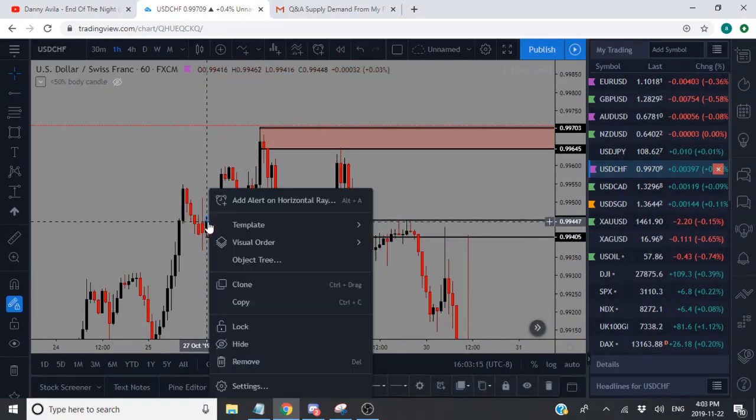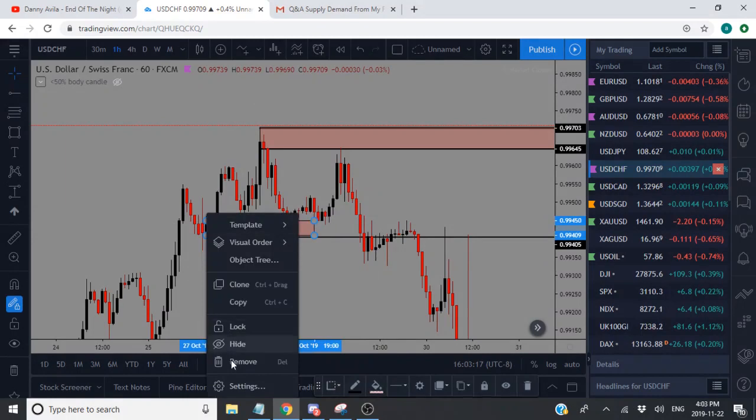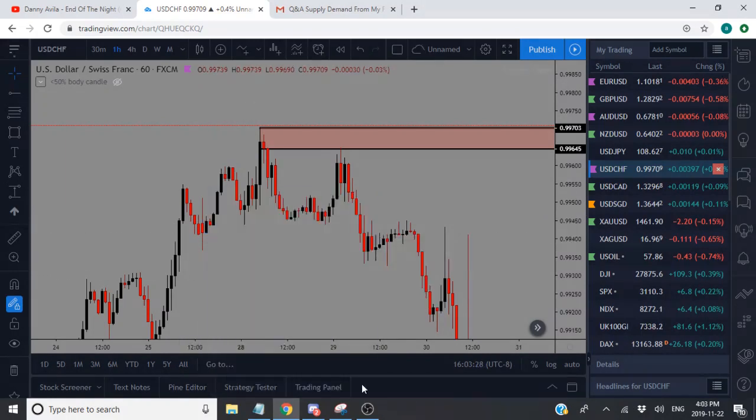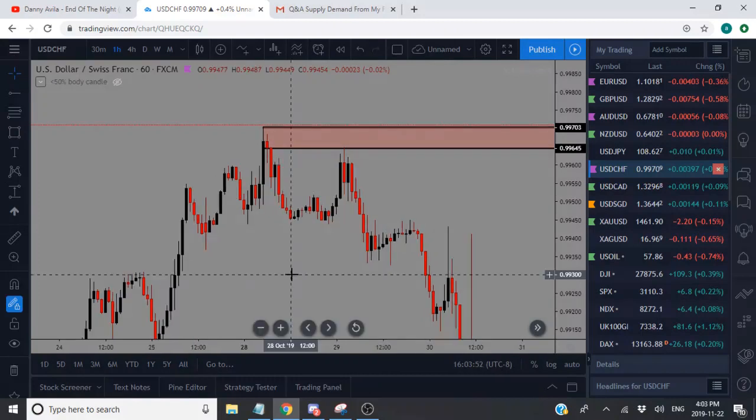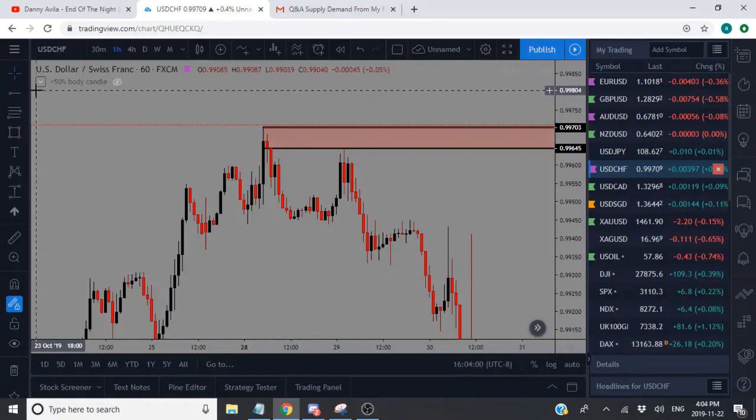Okay, so let's just remove this really quickly. So that basically covers the entries. Before we actually enter the trade, we need to determine where we need to be placing our stop loss. So you might be asking, how do you determine where you place your stop loss?